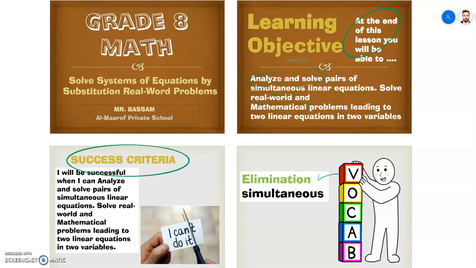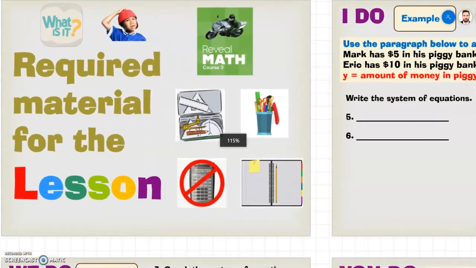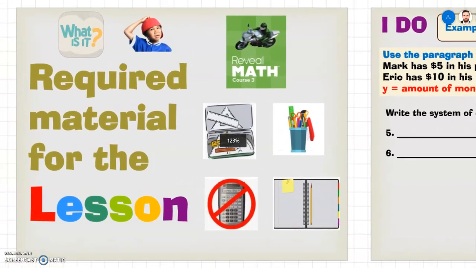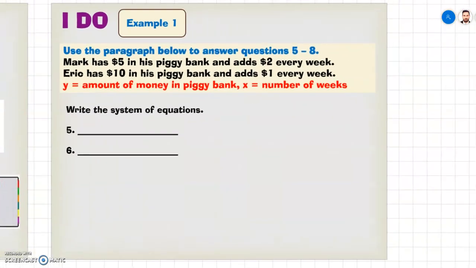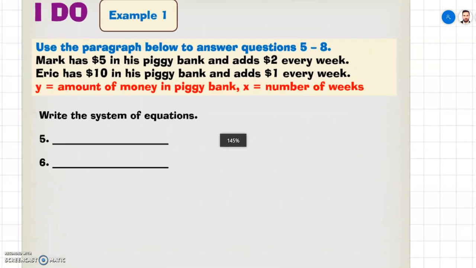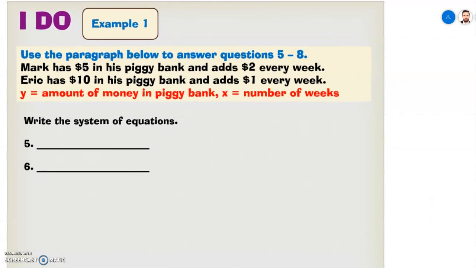Your vocabulary today is elimination, simultaneous equation, and also substitution. Your required material here is, please, I ask all of you to have your textbook, your math tools, pencil, ruler, pen, no calculator, and your copybook. For the I do questions, I have a complex question, and this complex question has many parts.